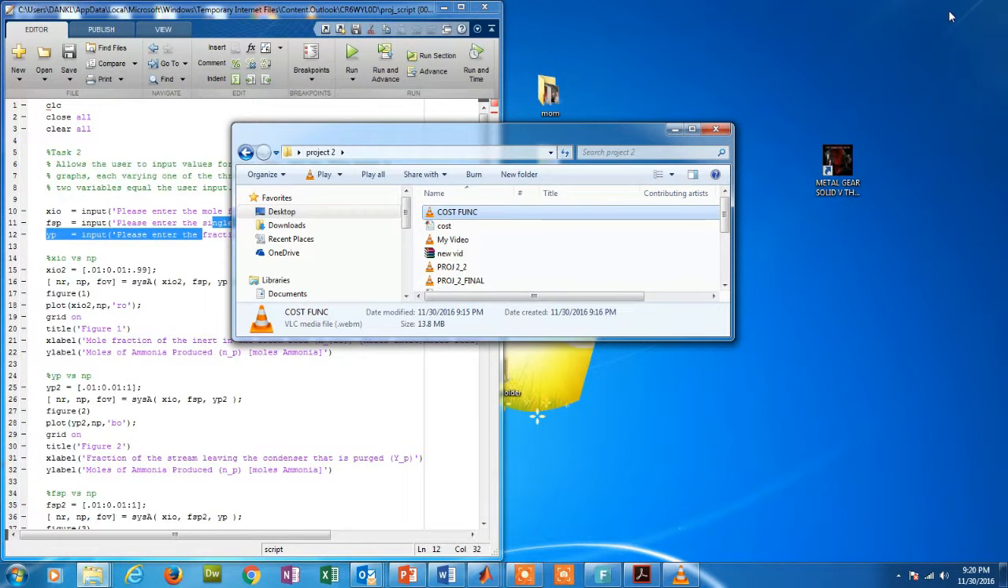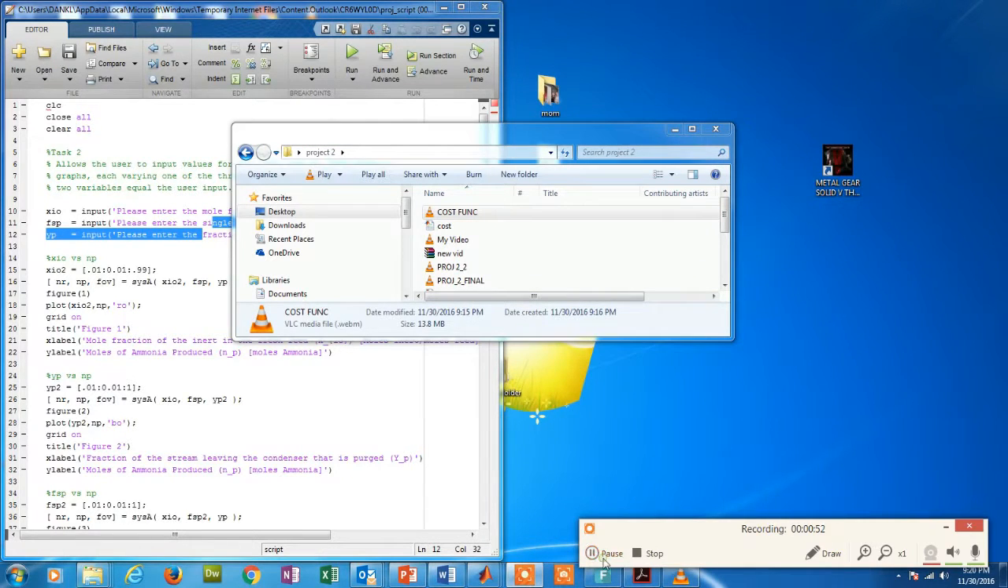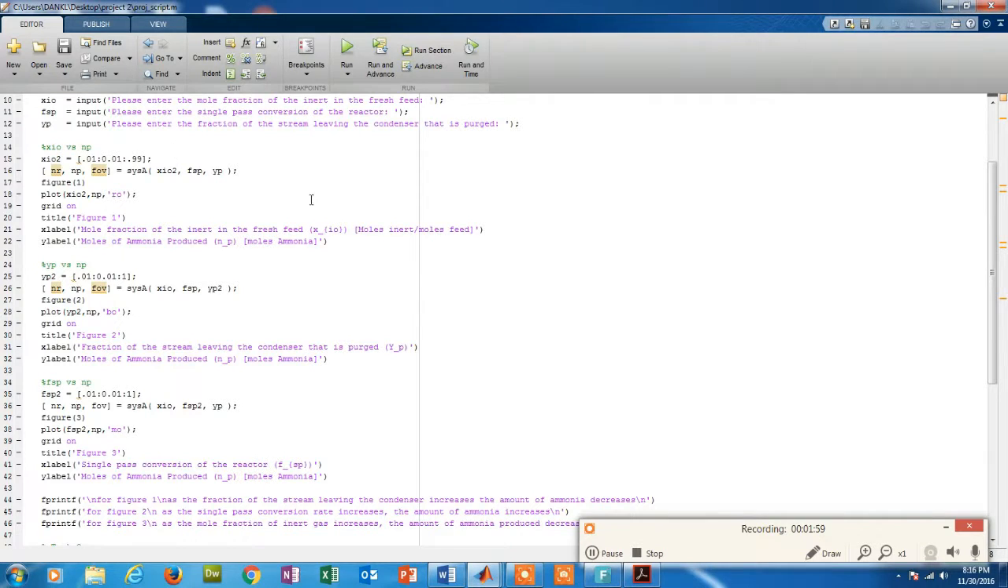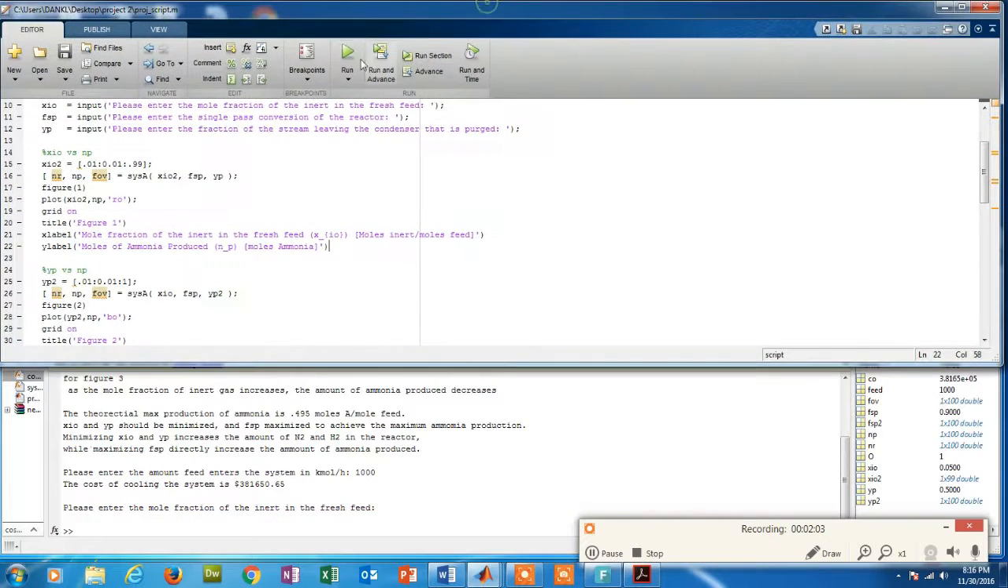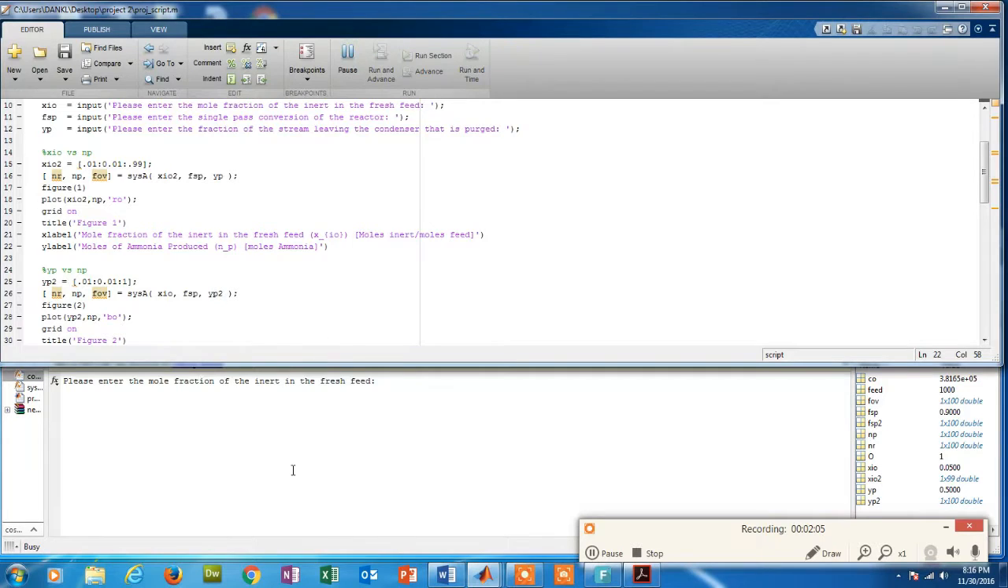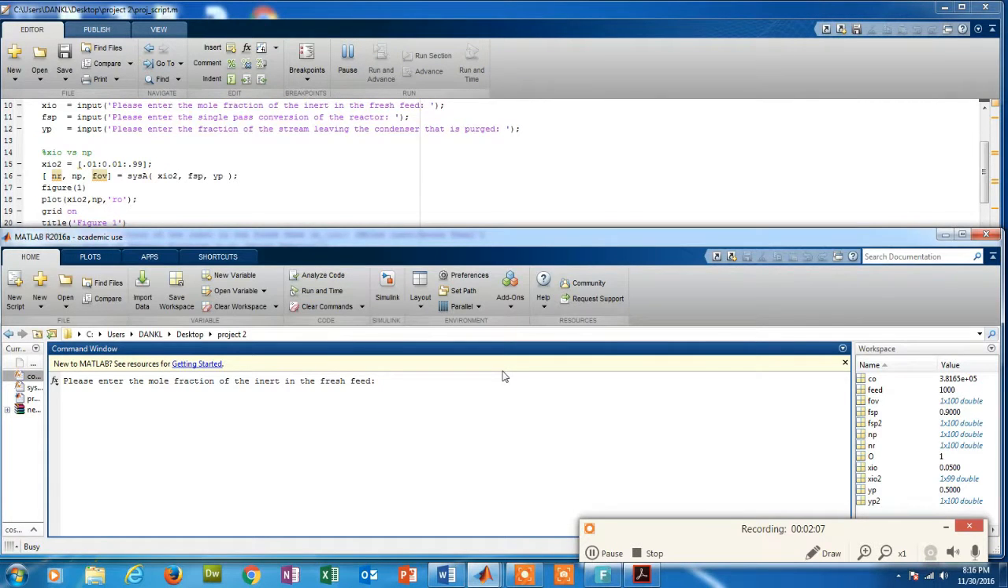As for the function, we'll go ahead and get started on that. I'm going to go ahead and run this script. So it's going to ask for an amount of fresh feed. That's going to be the mole fraction of inert gas. I'm going to put 0.05. Then it's going to ask for a single pass conversion. We're going to put 0.9. This is just a test run.